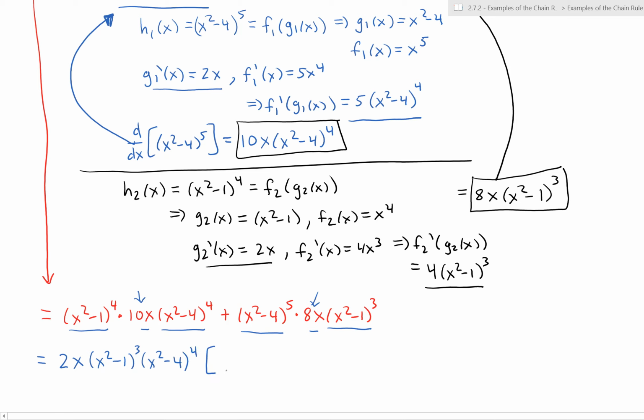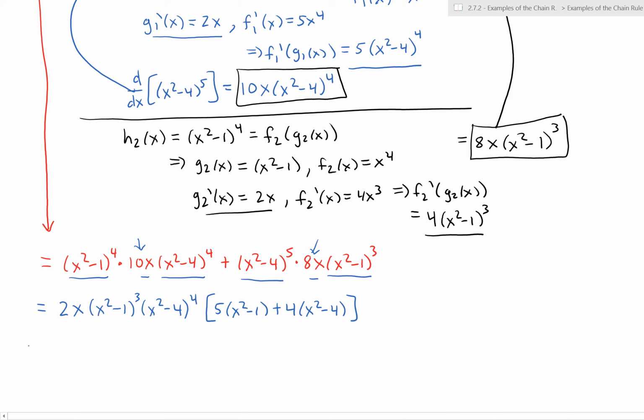What am I left with after I remove that from everything? From the first term, I'm left with a 5 from that 10x. Remember, I took out the 2x from there. And then I'm also left with an x squared minus 1. From the second term, I'm left with a 4 from that 8x part. And then I'm also left with an x squared minus 1. And so, almost done here. What do I got? I got a 2x times the x squared minus 1 cubed times the x squared minus 1 to the 4th.